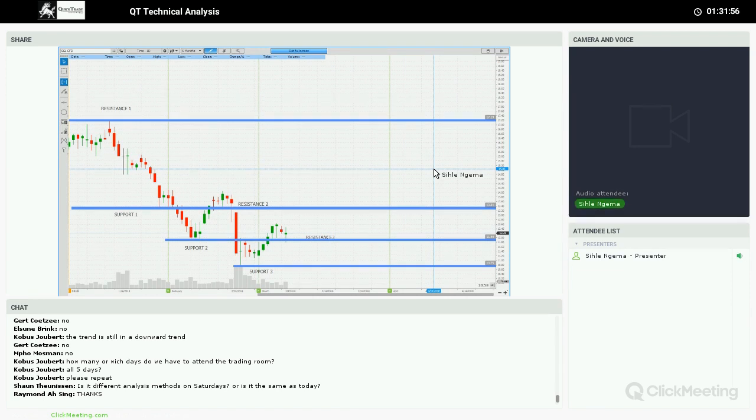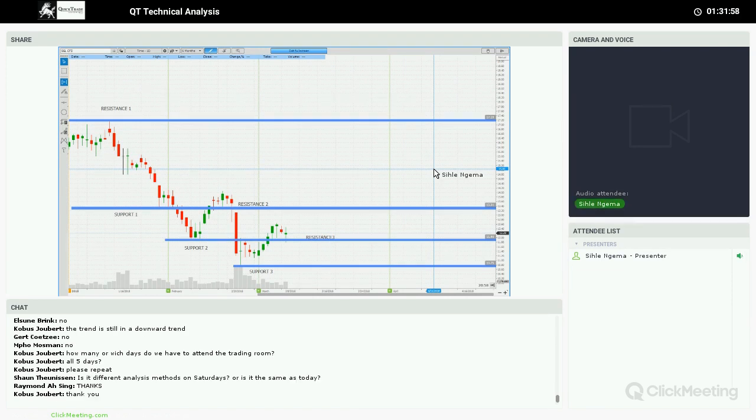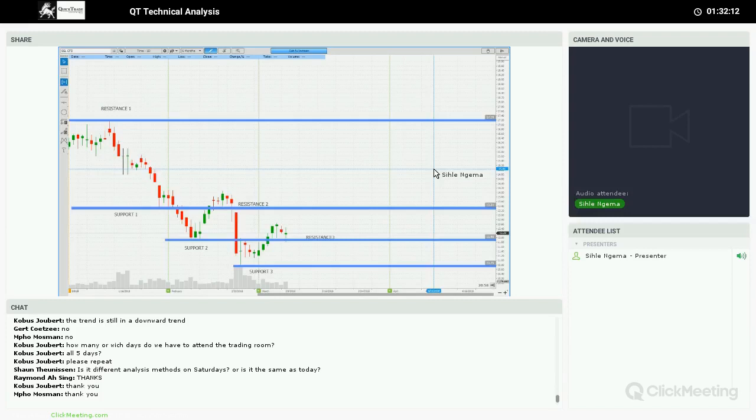No, the methods of analysis are still the same as the ones I am doing today. They are not any different. Support and resistance, identifying the trend, identifying if a share is changing trend. If it's not, then we still continue bullish, we still continue bearish. If it's sideways, we stay away from it. It's still the same analysis.